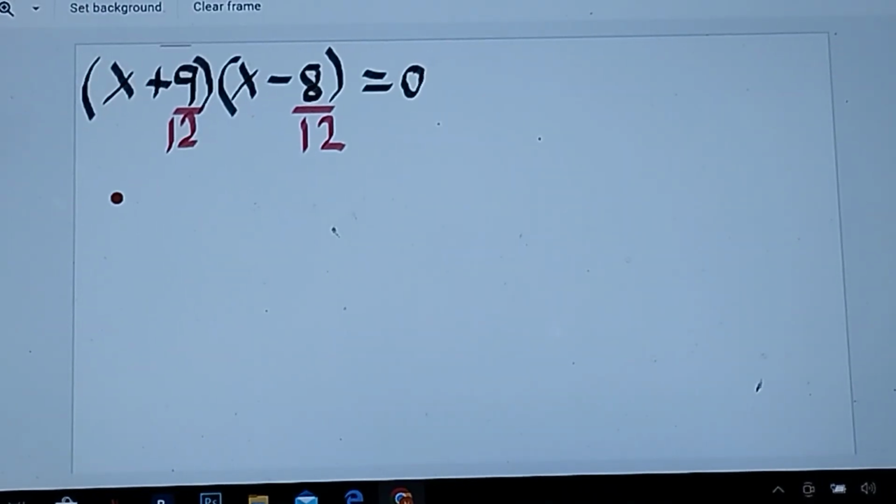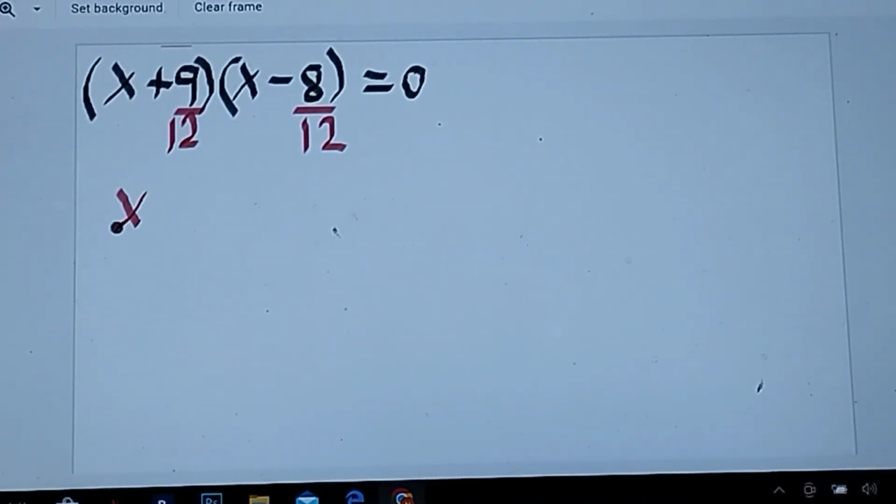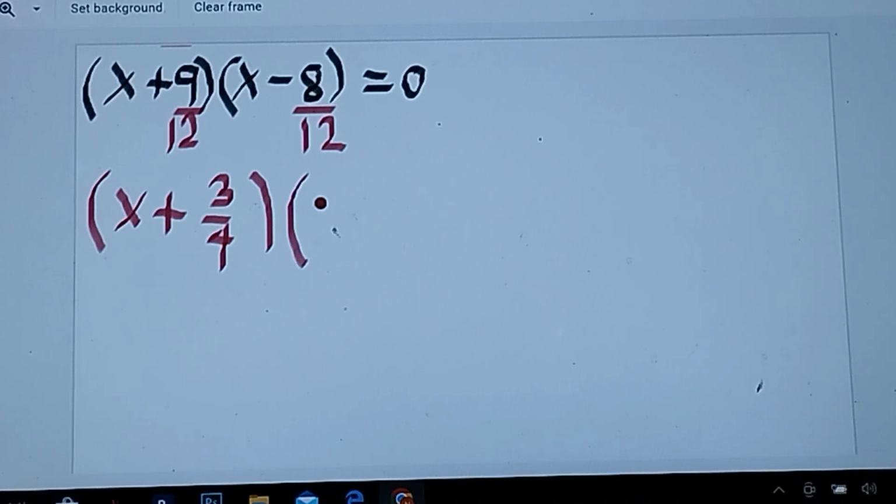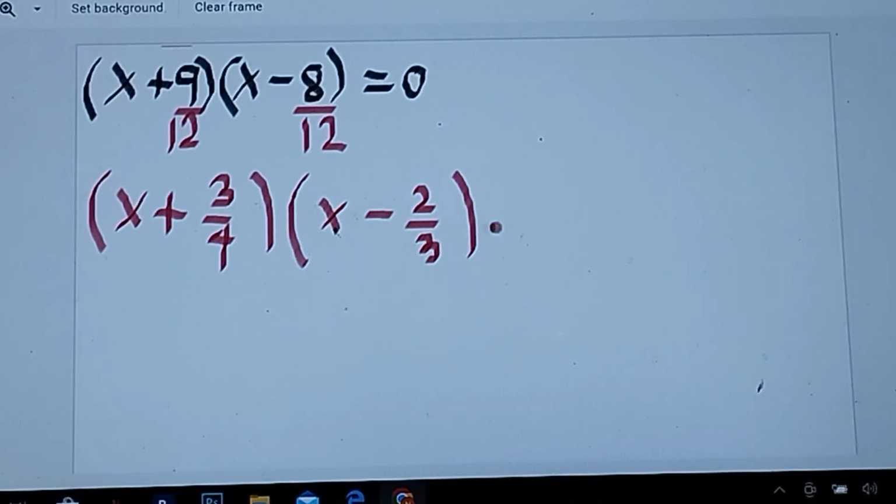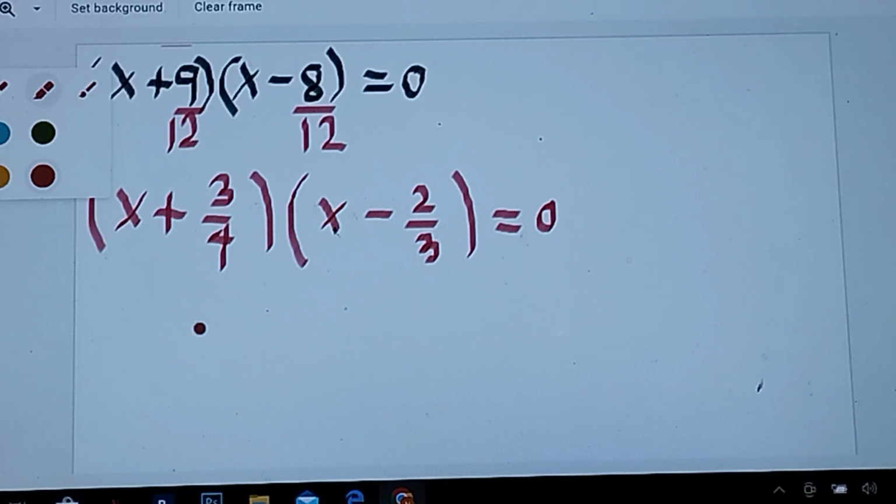So this is now equal to x plus, you reduce 9 over 12, that is equal to 3 over 4, times x minus 8 over 12 reduced by 4. 8 divided by 4 is 2. 12 divided by 4 is 3. Equal to 0.